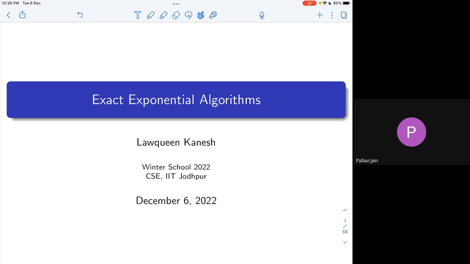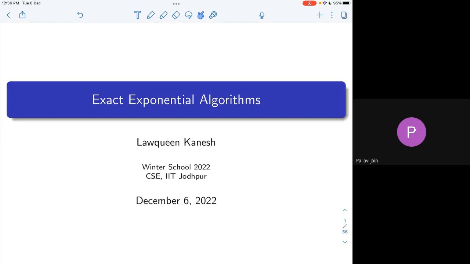So hello everyone, I'm Lawqueen, and I'll be talking about exact exponential algorithms. In the previous session, Vimal had taught some of the NP-hardness and intractability results, and those are the reasons we are looking for exponential algorithms.